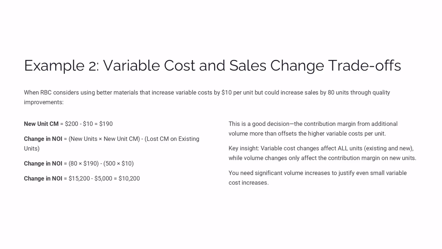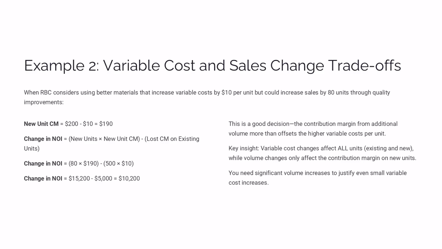The advanced concept that separates A students from B students is understanding quality elasticity, how much volume changes relative to quality improvements. Because if customers are highly quality sensitive, like in luxury goods, accepting higher variable costs for better materials almost always pays off, while in commodities where customers only care about price, it never does.